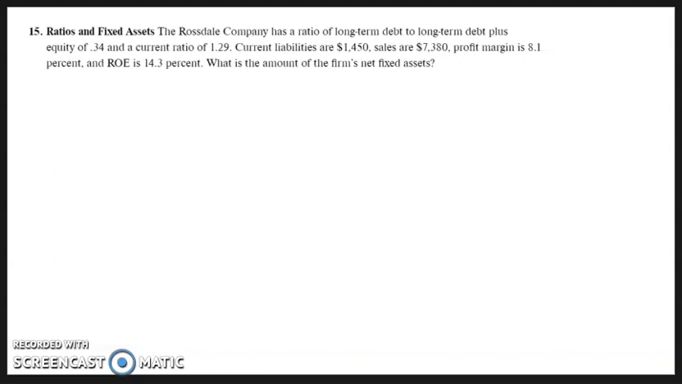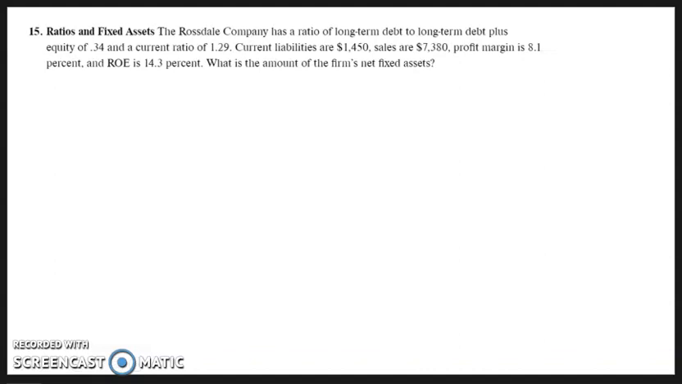So this is problems titled ratios and fixed assets from chapter 3, problem 15. What we're going to do is use all the information provided and work down through it to calculate the net fixed assets. These problems give you different ratio values, and we use that information to calculate various numbers.